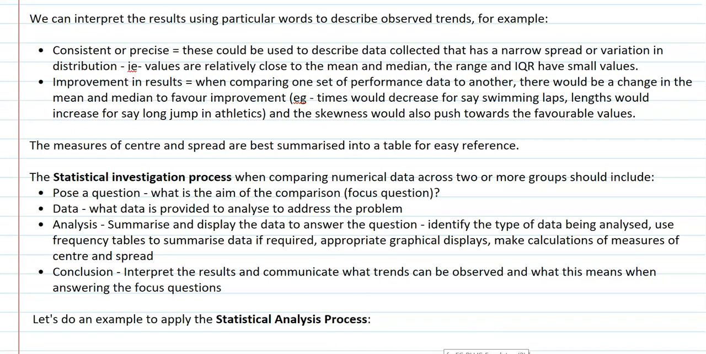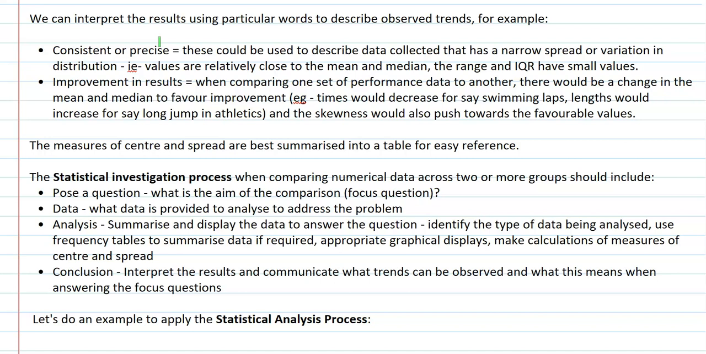When you start talking about what your results are showing, remember you can use particular words to describe your observed trends. So for example, if I use the word consistent or precise, you could use that to describe data that has a narrow spread in your distribution. So that means your values are really close to the mean and median, your range is small, and your IQR is small.